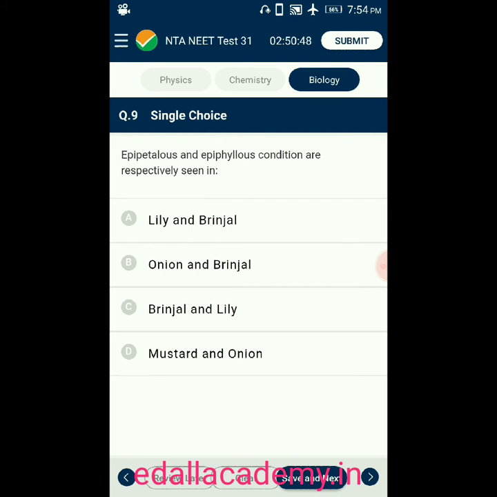So the answer for this question is option C. Epipetalous is seen in brinjal, epiphyllous is seen in lily. So the correct option is C.